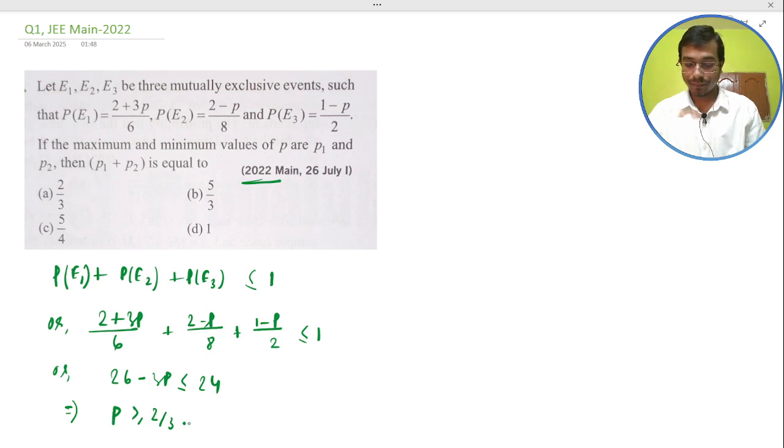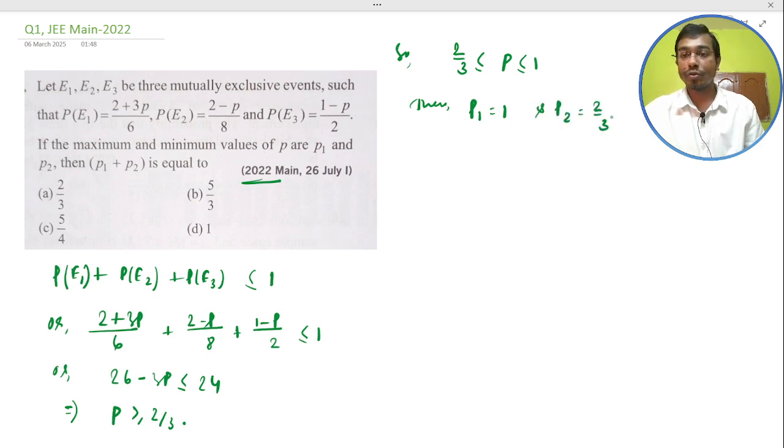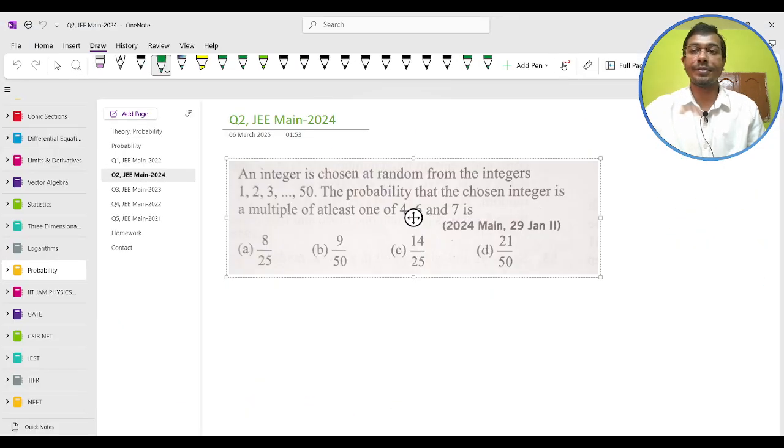So the range of P would be 2 by 3 less than or equal to P less than or equal to 1. Then P1 is 1 and P2 is 2 by 3. Therefore, you have to find the value of P1 plus P2. That means 1 plus 2 by 3, which will become 5 by 3. 5 by 3 would be the correct answer. Option B is correct. Next question.